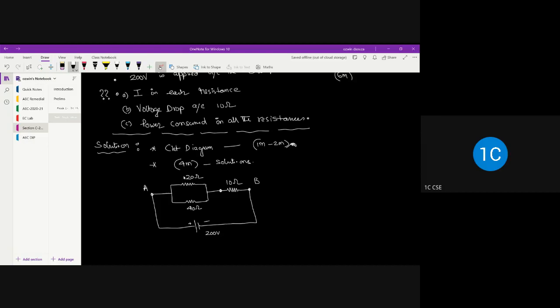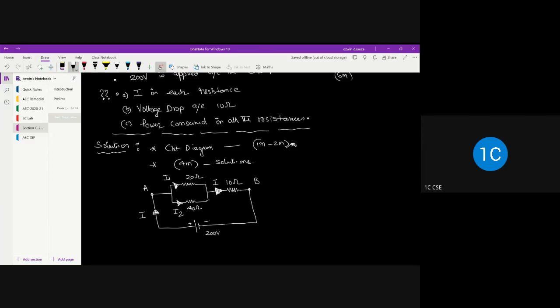And you have been asked to find the currents in each resistance. So let us mark the currents. Say this is I, this is I1, and this is I2. At this particular node, they both add up and come out as I1 plus I2, which is basically I itself.